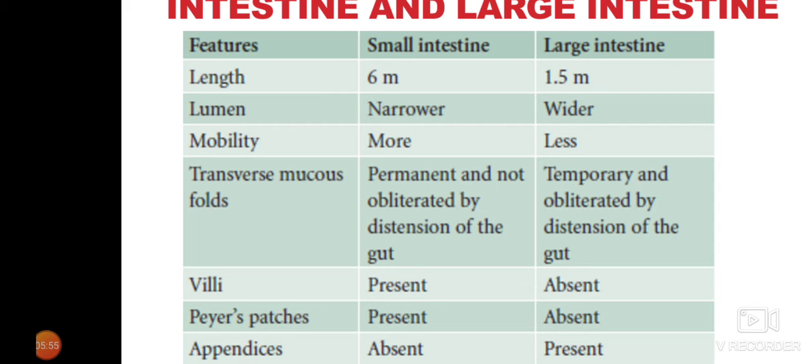When the small intestine is enlarged, when food material is passing down, the mucosal fold does not change. But in the large intestine, when the gut is enlarged in the presence of food material, what happened to the transverse mucosal folds? They also unfolded. So they are temporary.